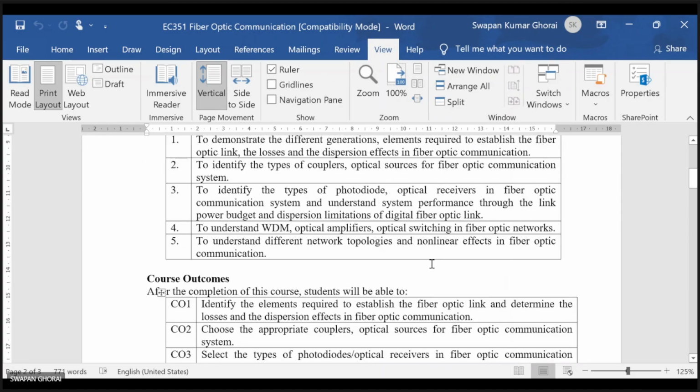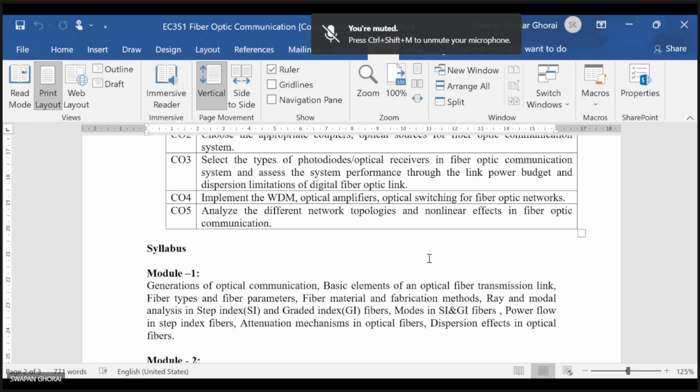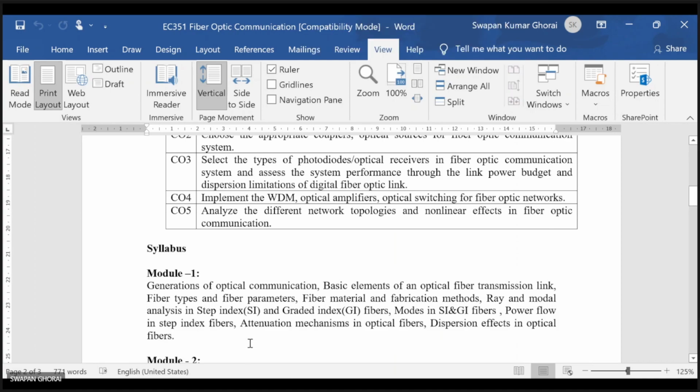Right. Next, you see what the course contents are. In module 1, you'll study the different generations of optical communications.